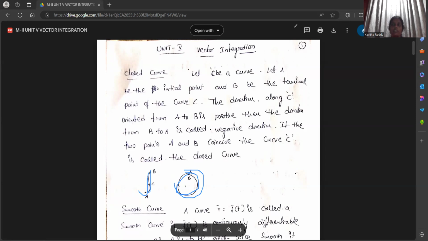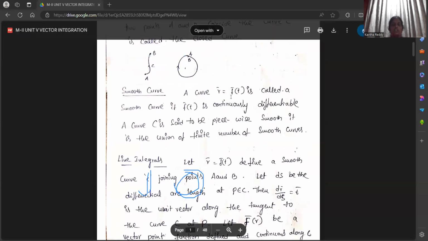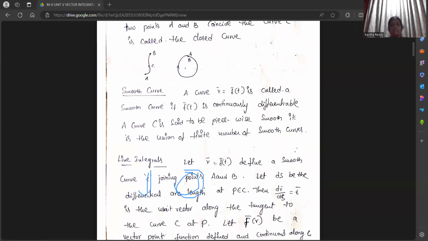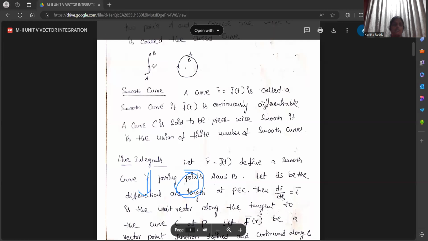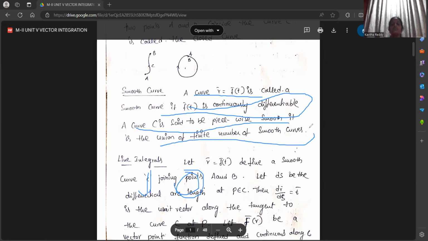Then one more: the smooth curve. What is a smooth curve? A curve r bar equal to f bar of t is called a smooth curve if f bar of t is continuously differentiable. A curve C is said to be piecewise smooth if it is the union of a finite number of smooth curves. So this is called a smooth curve.